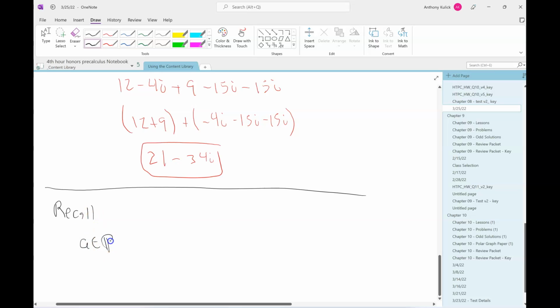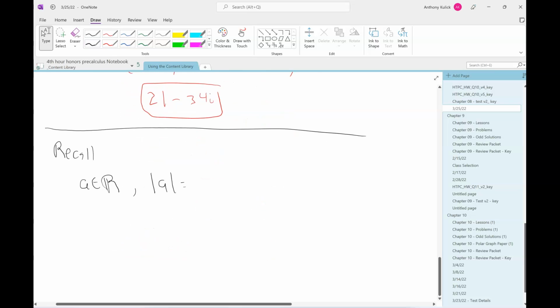So for some real number a, what does the absolute value of a mean? Not what is it equal to, but what does it mean? Anybody remember? Yeah, great. I'll just say it is the distance from a to 0 on the number line.